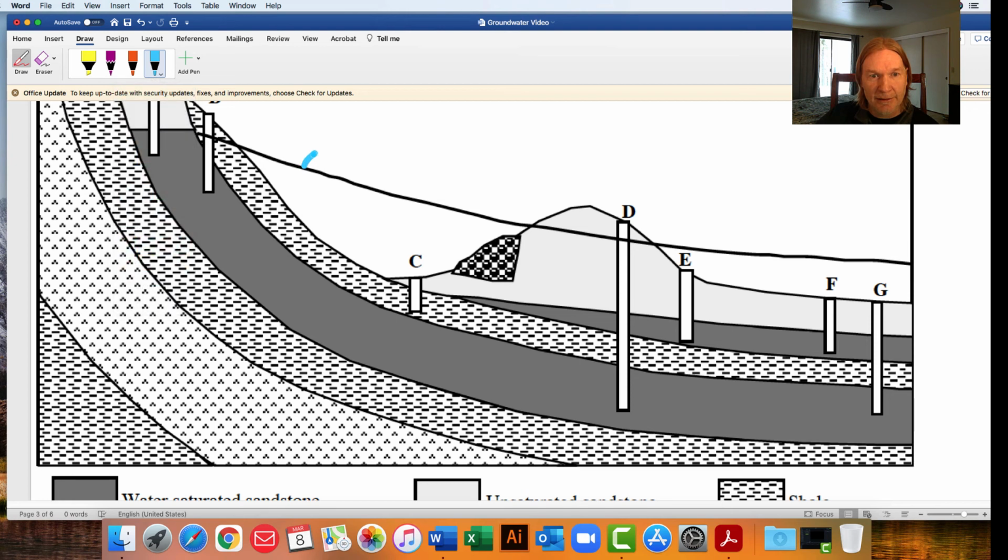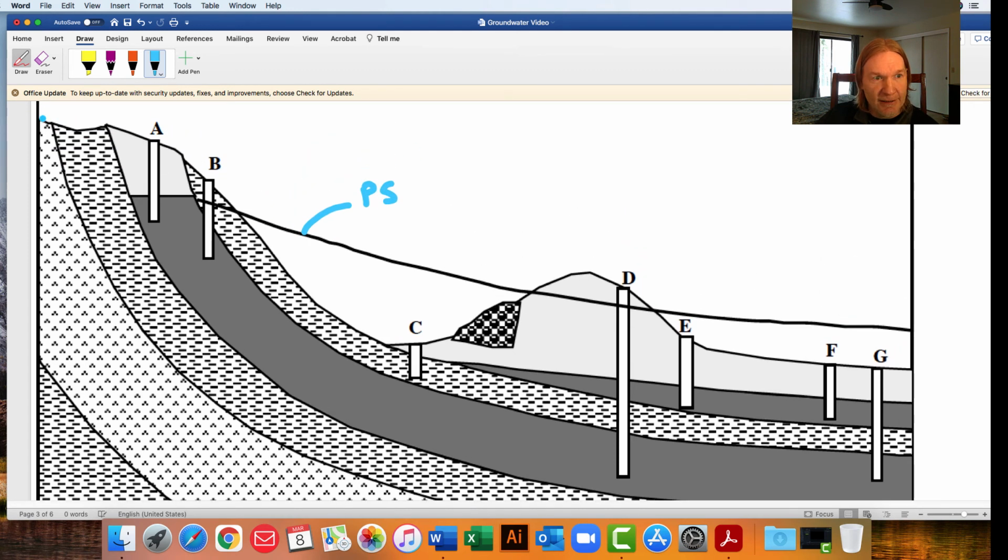This is representing the pressure surface. I'll put PS for pressure surface. And this is just the land surface. Okay, so this sort of mimics what was in the last diagram. We've got a little hill right here, and we've got these sloped or dipping rock layers here.